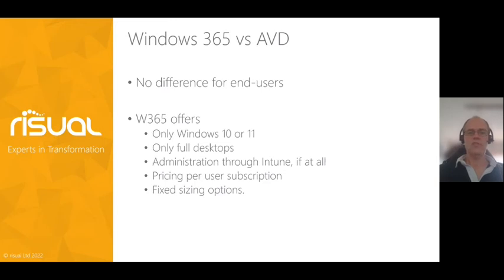Windows 365 offers Windows 10 or Windows 11 only. There's no opportunity for Windows 7 or server operating systems, but I think that's okay and will cover most bases. Only full desktops are available. There's no ability to publish individual applications. Again, I think for most use cases, this is probably fine. Administration of your cloud PCs is carried out through Intune, if at all. We'll talk about that a little bit more in the next slide. Pricing is per user subscription, and there are fixed sizing options.